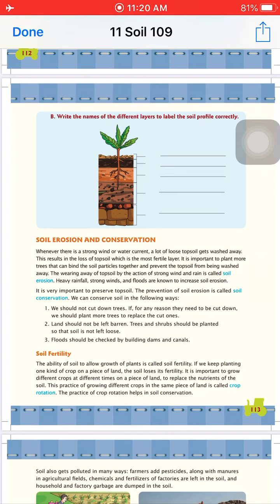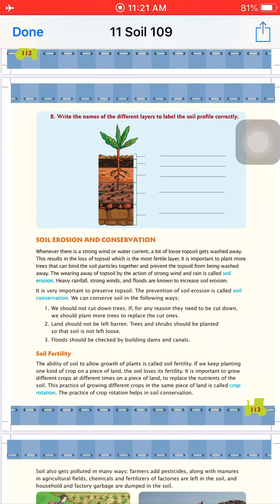So firstly, the definition of soil erosion is the removing of the topmost fertile layer by different agents like wind, air and water. Removal of the topmost fertile layer is known as soil erosion, and this layer is removed with the help of heavy rainfall, strong winds and floods, and these increase the soil erosion.